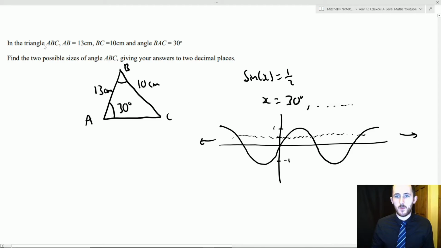Okay? So when they're saying find two possible sizes of the angle, well, first things first, this is the sine rule, right? Because we have a side and its opposite angle, and we want another side and its opposite angle. Wait, I think I've labelled this BAC. That's fine.